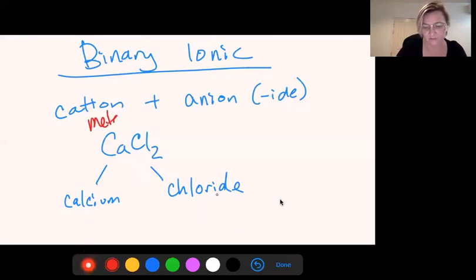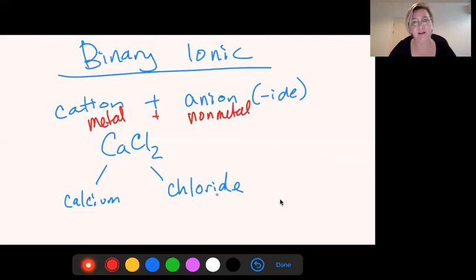So the cation would be the metal and the anion would be the non-metal. For example, CaCl2: the cation name is the same as the element name on the periodic table, and then you have the root of the anion ending in IDE.